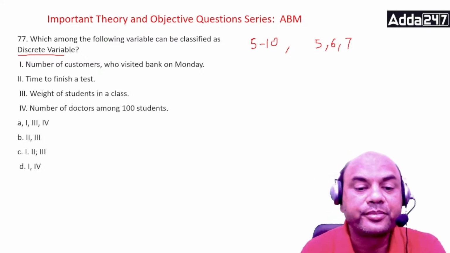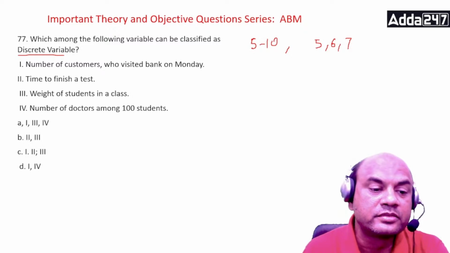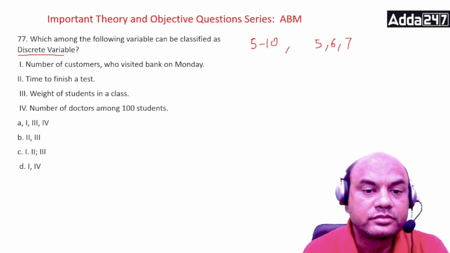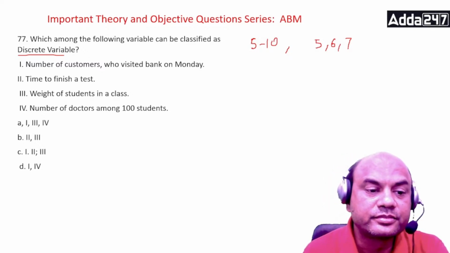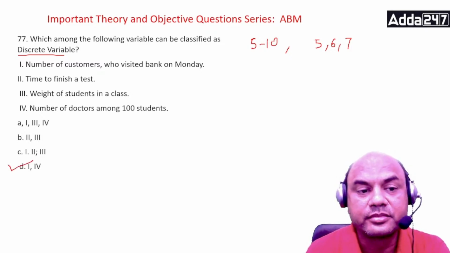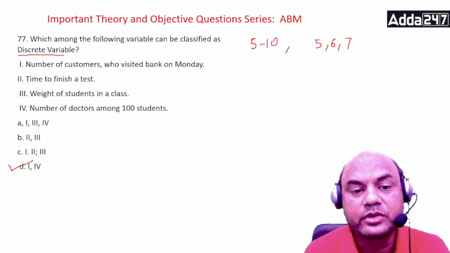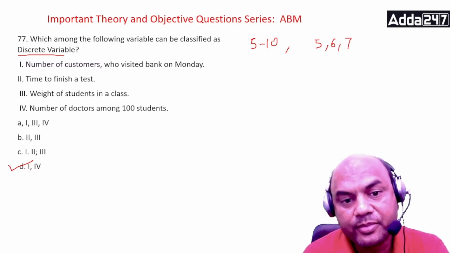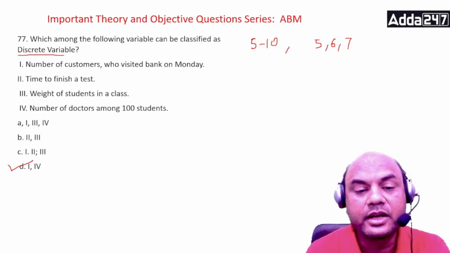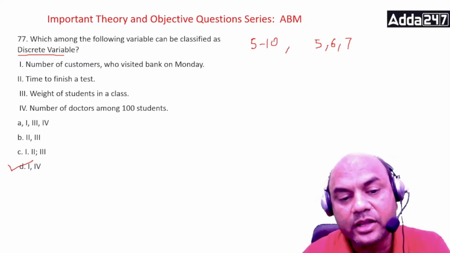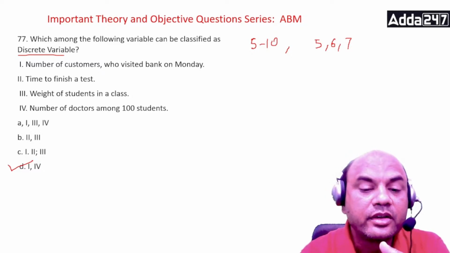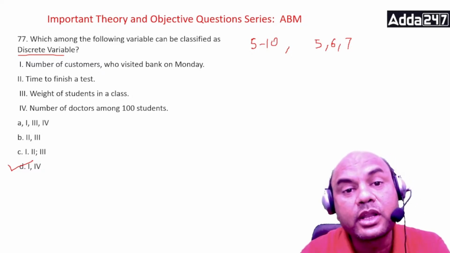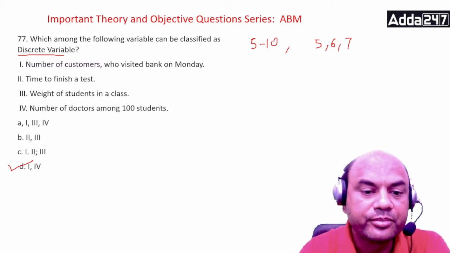Comment section, everyone. It is D, 1 and 4. This is the answer. Discrete variables are the number of customers who visited the bank on Monday and the number of doctors among the 100 students. Now why this? What is a discrete variable? A variable is called discrete if it assumes countable values. It's called a discrete variable.